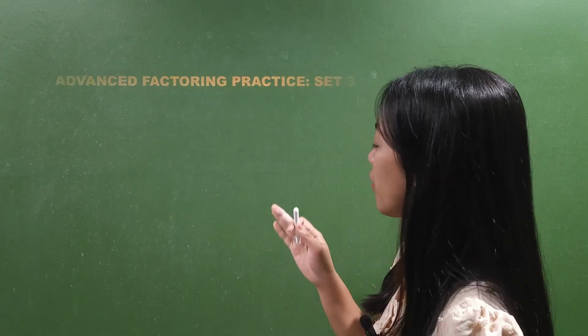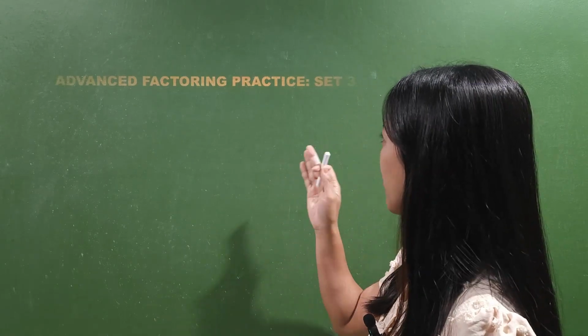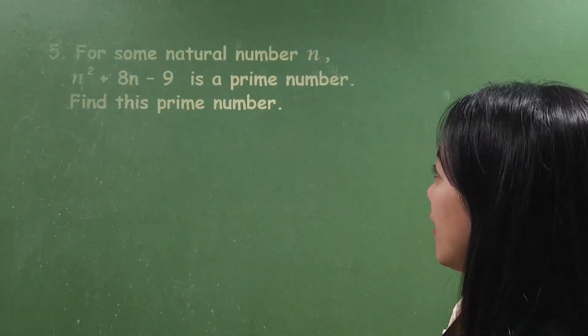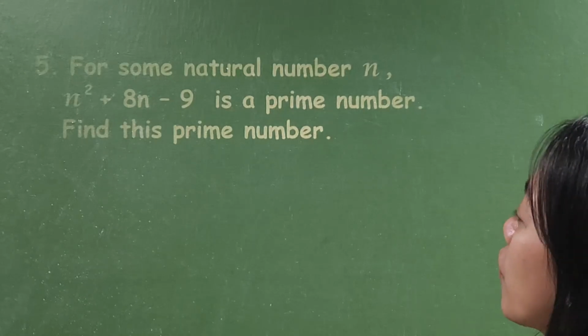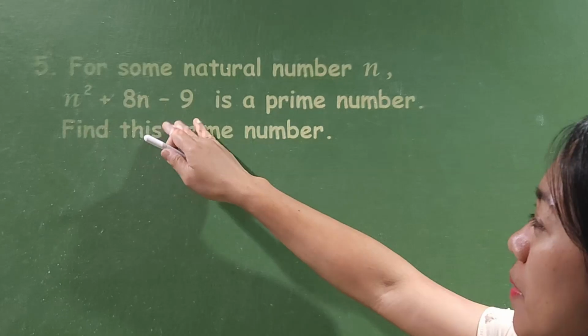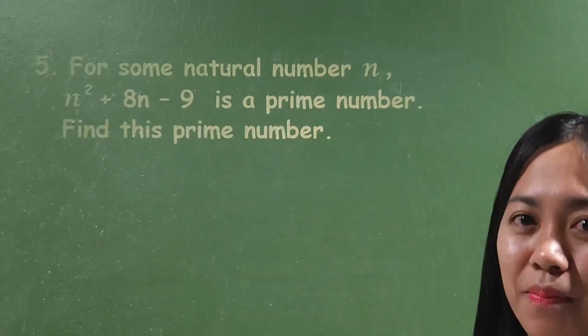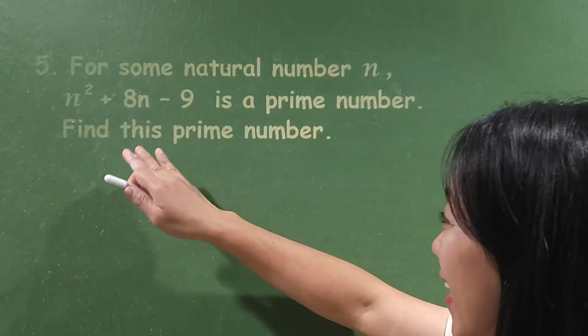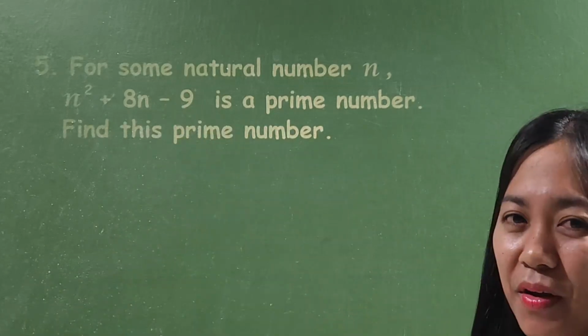Hi everyone, in this video, we are going to answer this advanced factoring practice. And this will be the third set of questions. Okay, let's start with this question. For some natural number n, n squared plus 8n minus 9 is a prime number. We're going to find this prime number.